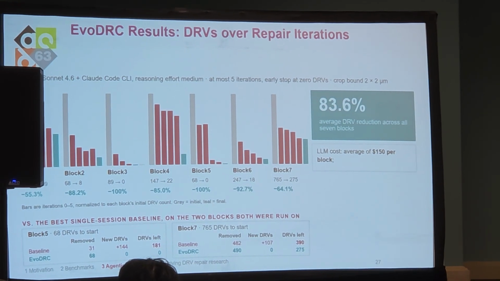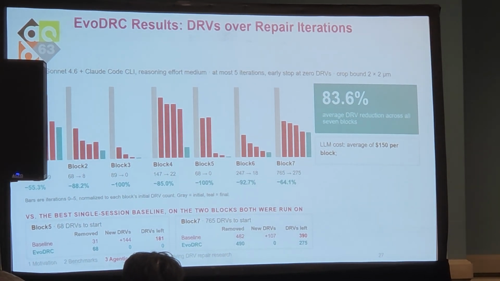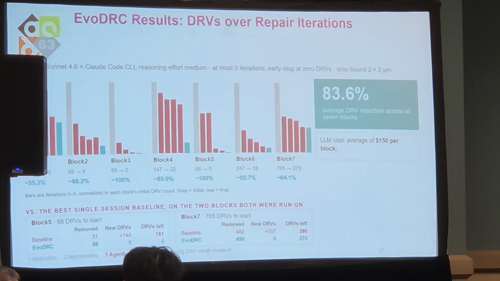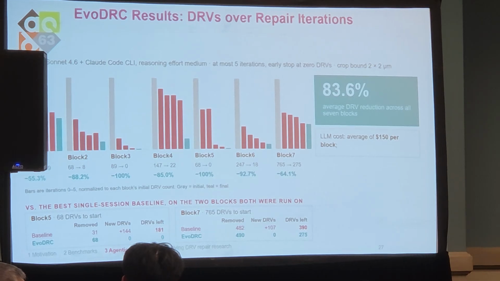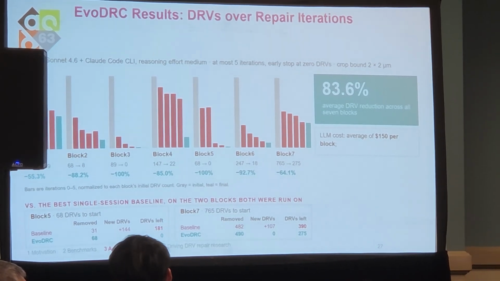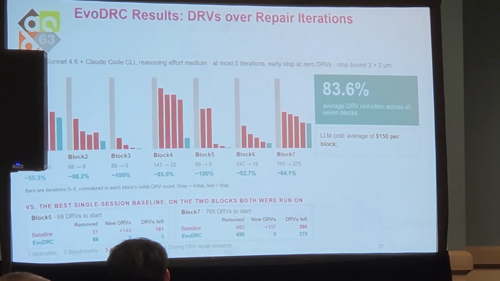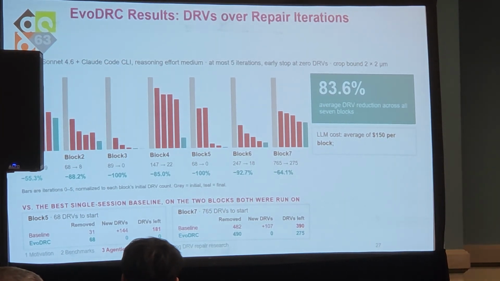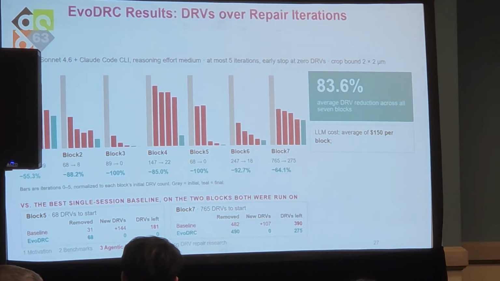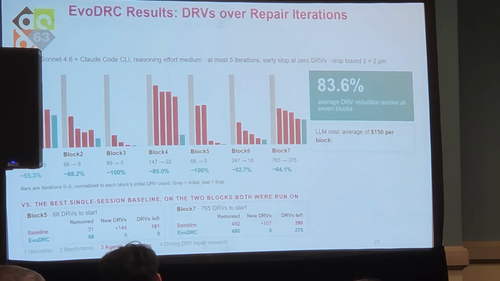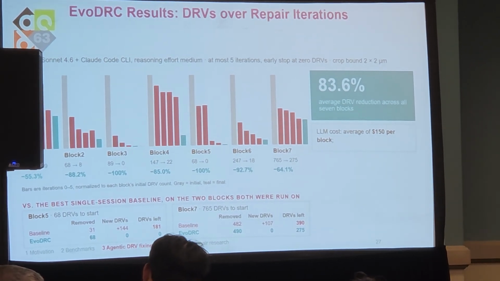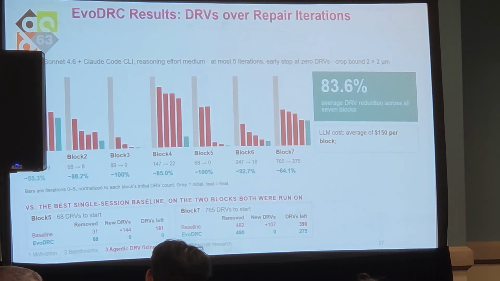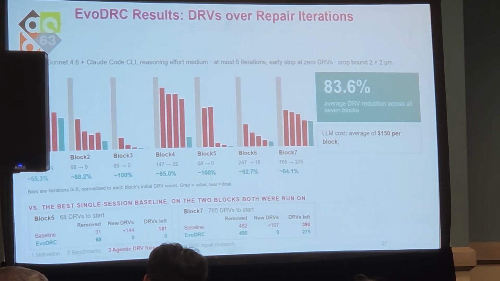no new violations. And on block 7, which is the largest block that we deal with, the initial baseline removed 482. EVO DRC was able to remove about a similar number, 490, but it did not introduce any new violations. On an average, we brought DRV reduction down by 83.6% across all the 7 blocks in the benchmark. And the cost was quite significant, an average of $150 per block.